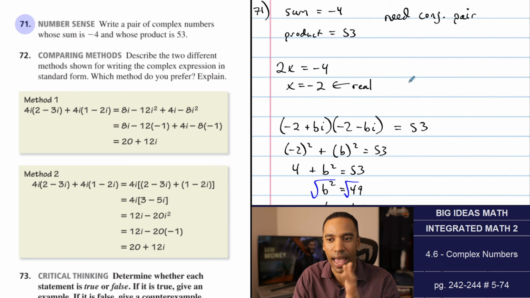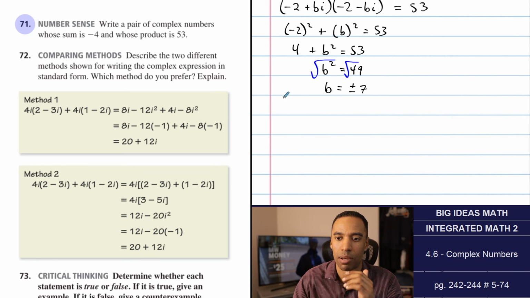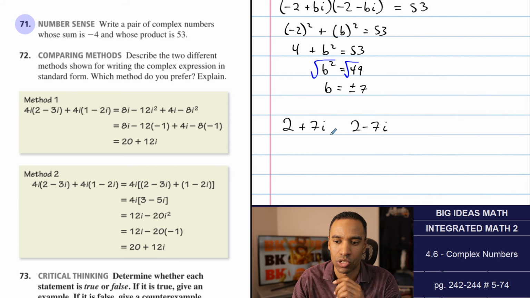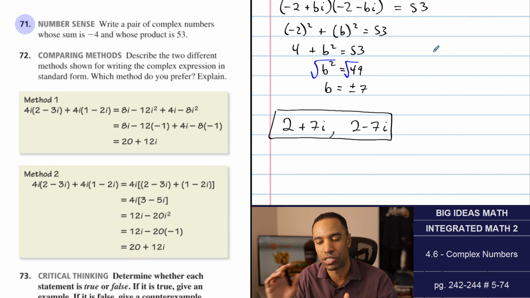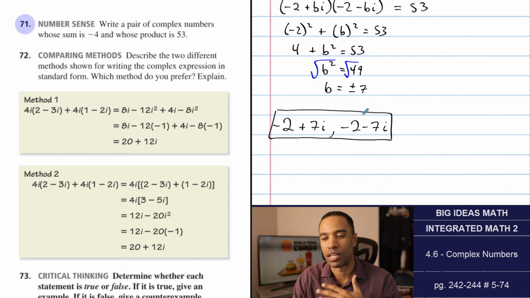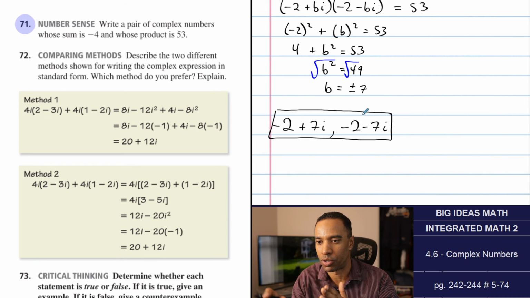So I know I'm doing a lot of algebra stuff for that, but when they say write a pair of complex numbers, we need negative 2 plus 7i and negative 2 minus 7i. That is the answer pair that we need. Excuse me, negative 2. We just saw how that kind of gets you 53. And you can see negative 2 plus negative 2 is negative 4. 7i minus 7i is 0. So that's what you get.